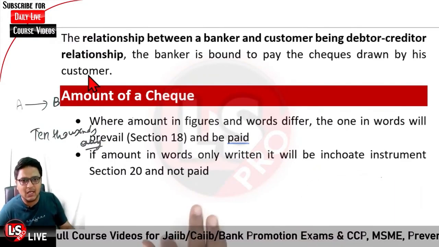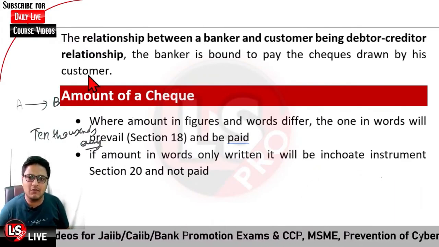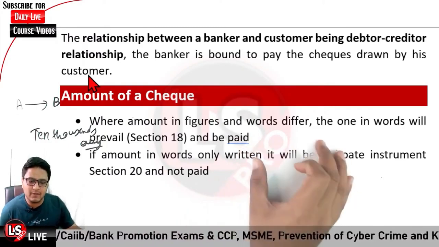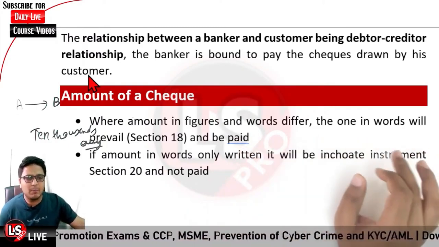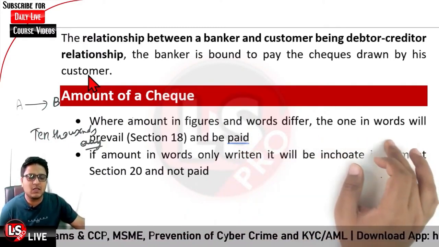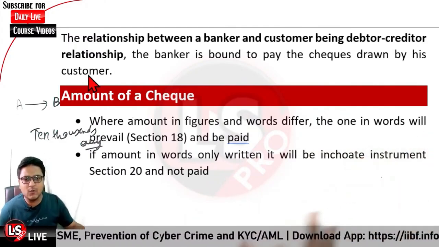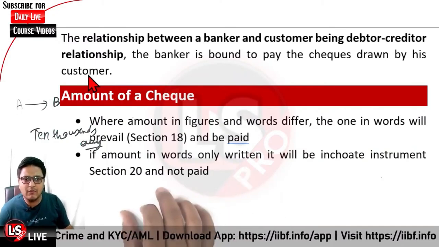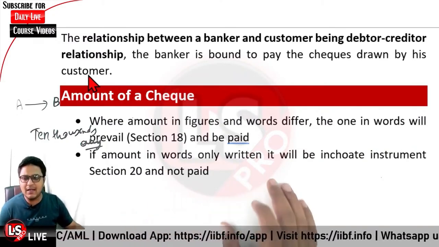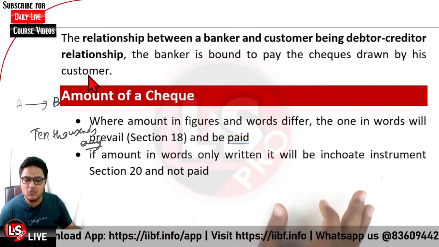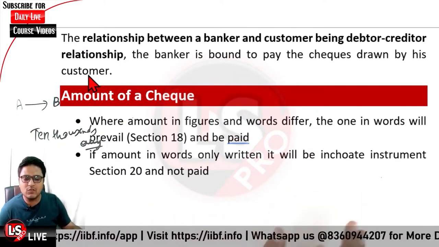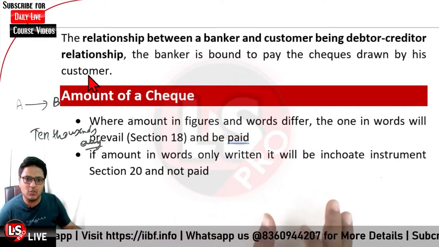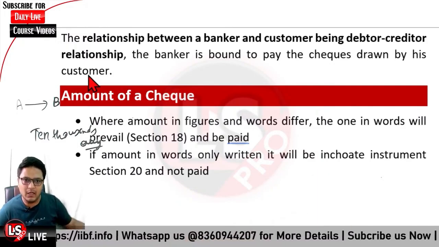I'm repeating it again: when the amount in figures and words differ, the payment will be made as per the amount written in words, and where only the amount in words or only the amount in figures is written, in that case it is an inchoate instrument. It is an incomplete instrument, which is defined under section 20 of the Negotiable Instruments Act, and shall not be paid. Okay.